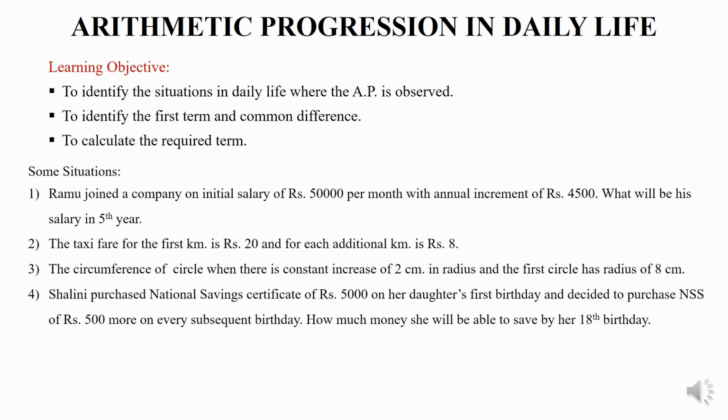When we see this, the difference is the same between two consecutive terms, so clearly it forms an AP. And here the first term a is 5,000 and d is nothing but 500, because every year it is going to be increased by 500. How much money will she be able to save by her 18th birthday? It means we are going to find the 18th term. In the next coming module, we are going to discuss how to find a particular term.